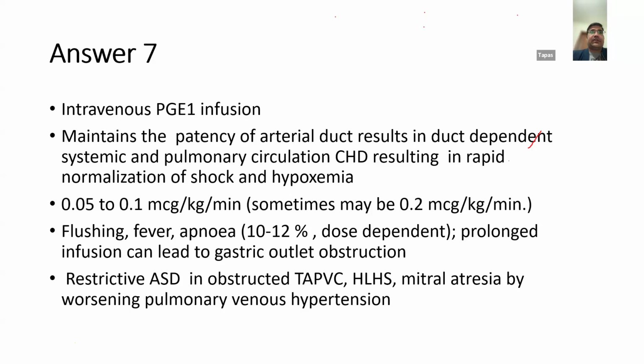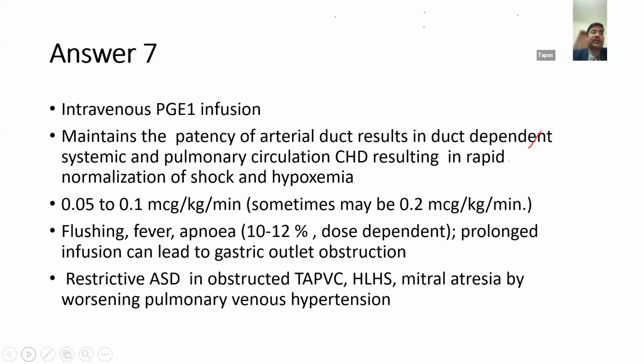Remember that the dose of PGE1 is higher in babies with ductal dependent systemic circulation as compared to babies with ductal dependent pulmonary circulation, because it has a very high first pass metabolism in the lungs. Because of that, whenever you are using it in babies with systemic circulation, you might require a higher dose. The typical side effects are flushing, fever, and apnea, which is the most dreaded side effect of using PGE1. It is a dose dependent effect, and a prolonged infusion can lead to gastric outlet obstruction and can also lead to hypertrophic cortical hyperostosis, that is known as Caffey syndrome also.